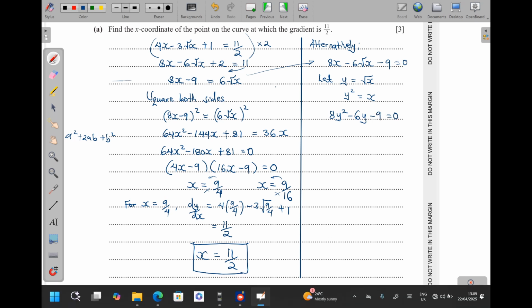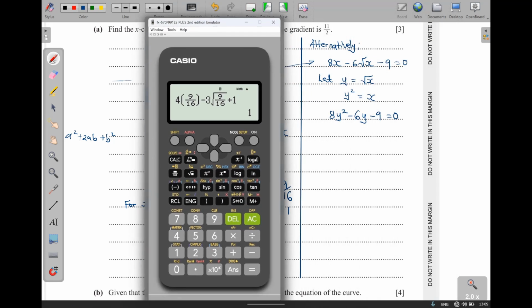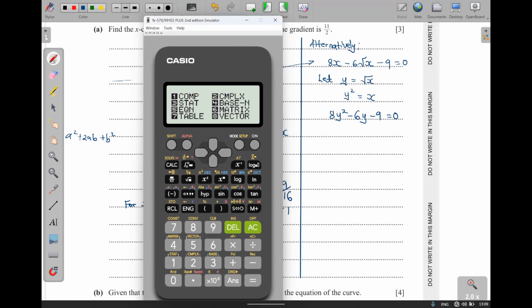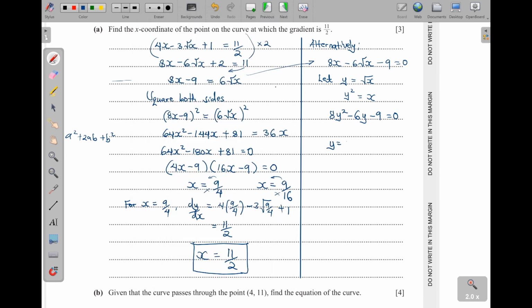And then I just pull out my calculator and do the same. Press mode, that is 5. Then you go to 3, that is quadratic. So the coefficient of y squared is 8. Then next is negative 6. Then the next one is negative 9. Press equals. So you get 3 over 2 and then negative 3 over 4. So you write y is equal to 3 over 2, and also y is equal to negative 3 over 4.